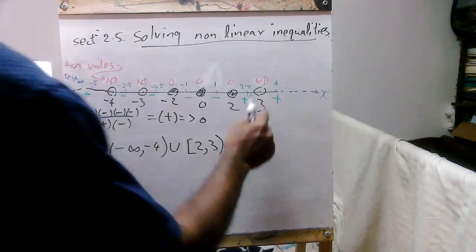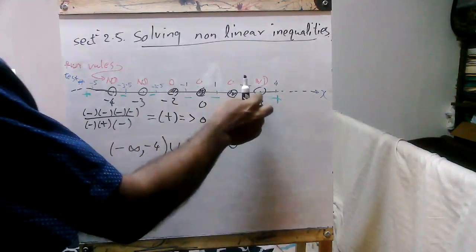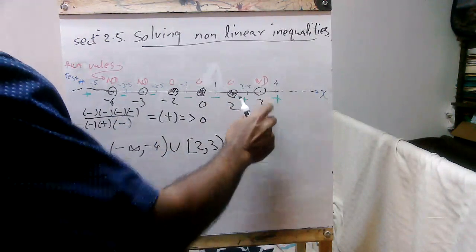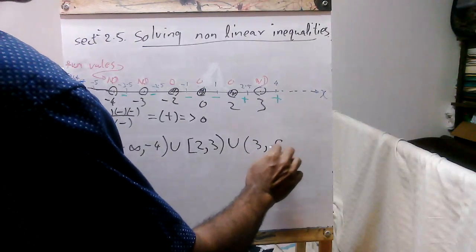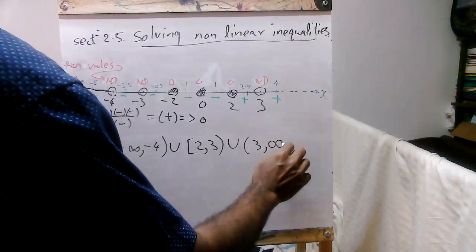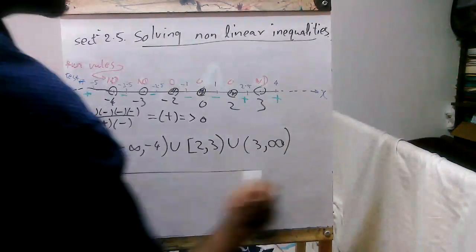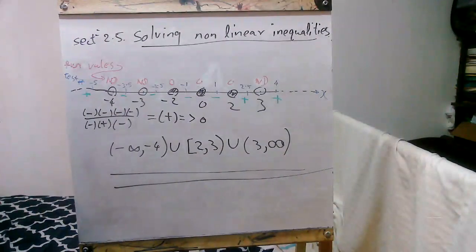Union. Now 3 is not shaded, that's why I use parentheses. Now I have to use this region. 3 to infinity, 3 is not shaded, therefore parentheses. Infinity is an indefinite number, so use parentheses, right? So this is the final answer. Okay, that's solving nonlinear inequalities.